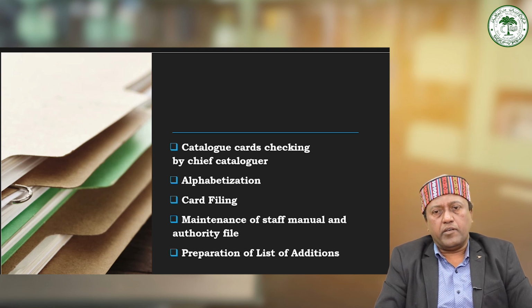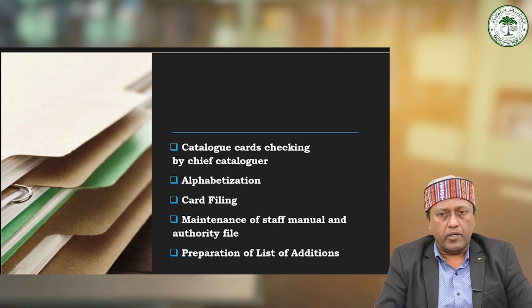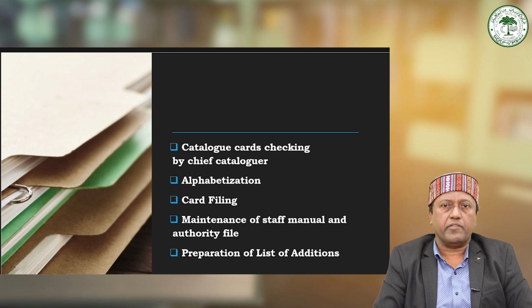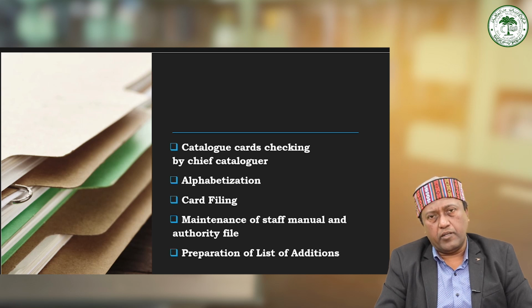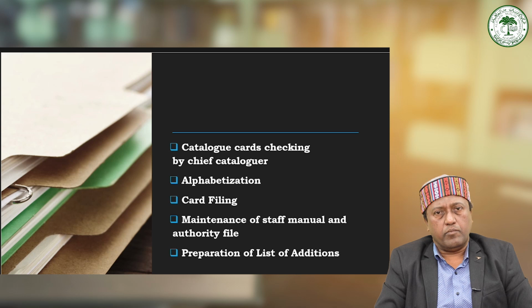Then one more important thing here is maintenance of the staff manual and authority file. These two things are again important, as we have discussed in the classification also, that in classification also the authority file is maintained, and similarly the staff manual and authority file are maintained in the catalog section also. Because both these sections are part of technical processing, they maintain their records separately, their authority file separately, and their manual separately.